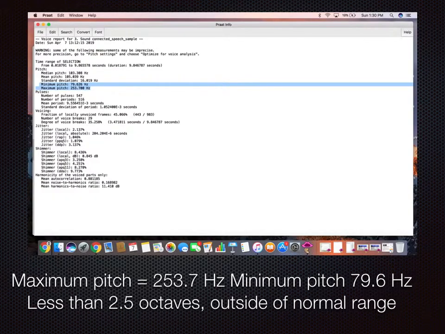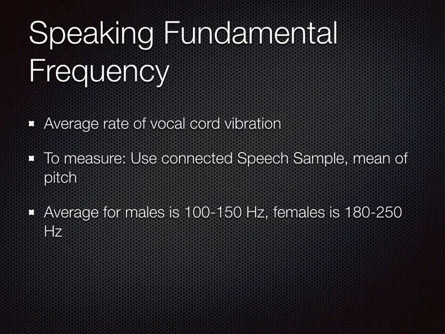Looking specifically at our speech sample from the connected speech sample, we look at the maximum pitch and then we look at the minimum pitch. The maximum pitch was 253 hertz, the minimum pitch was 79 hertz. This was less than 2.5 octaves different, so it is outside of normal range, and this is an abnormal parameter.